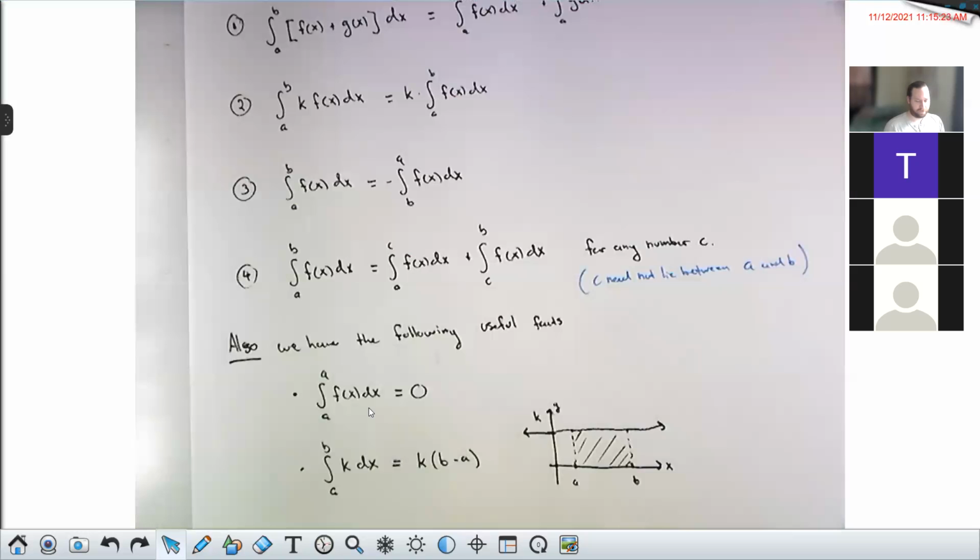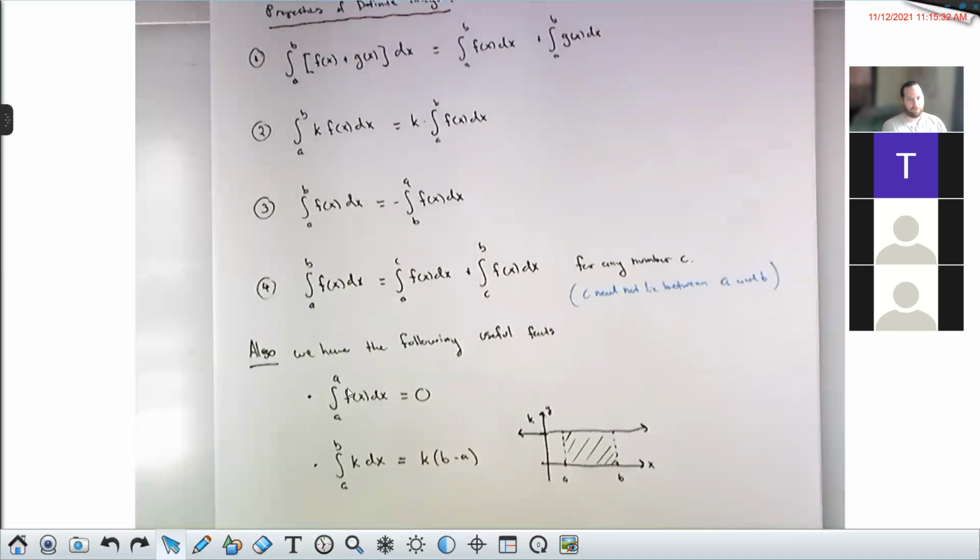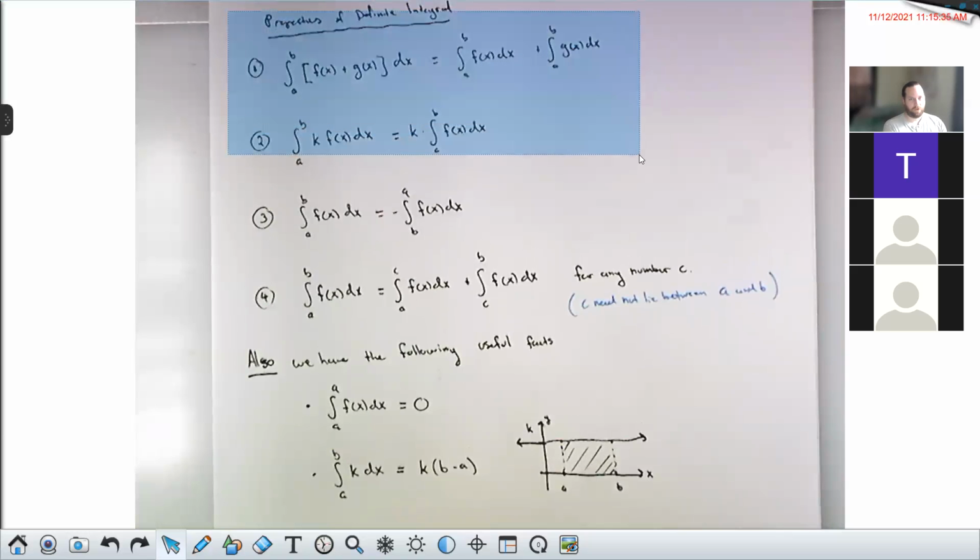And then we also have the result on even and odd functions, which I'm not going to write down again, but certainly are things that you should know. I'm sure you have them in your notes from last time. But these are the properties that we use most often, especially linearity.